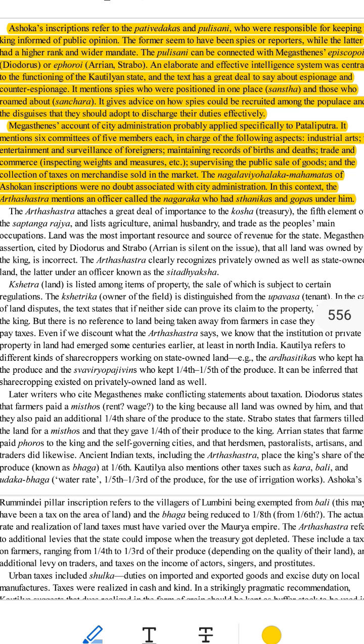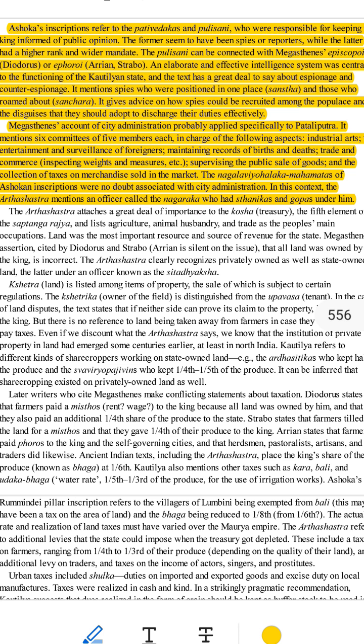Intelligence system, spy network in ancient India. In ancient India, the government used spies to keep everything under control. This system was essential because the king needed to know what was happening everywhere. The Artha Shastra, an ancient Indian text, gives instructions on using spies. Here's what it says. There were two main types of spies.